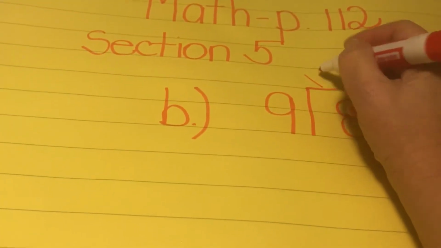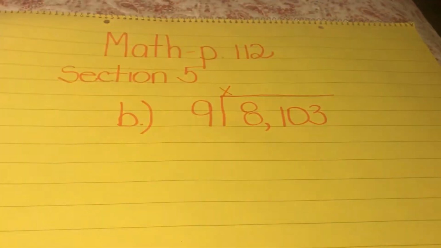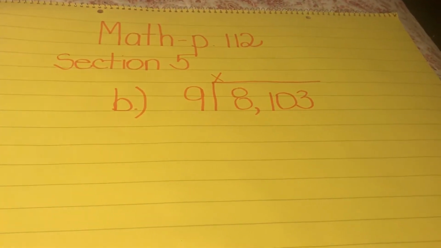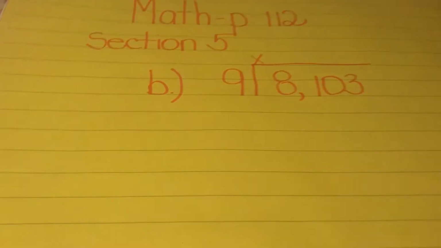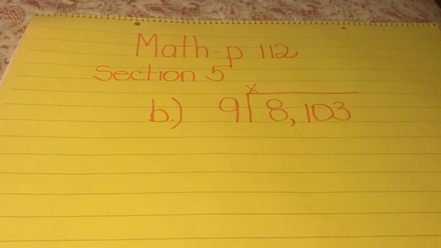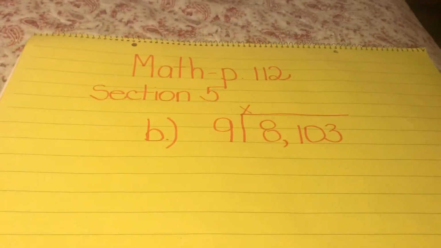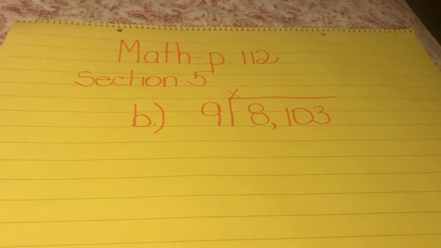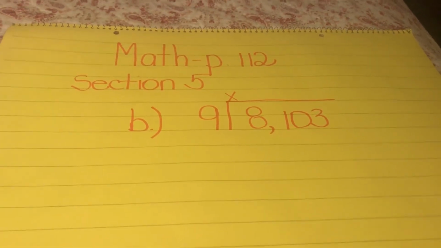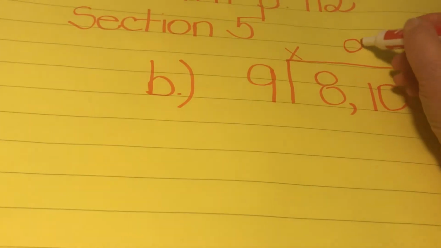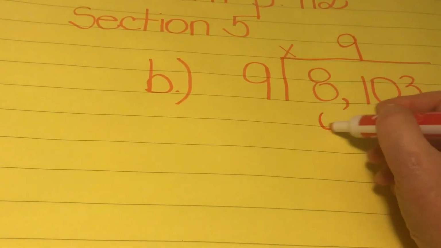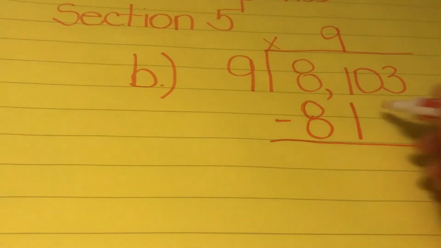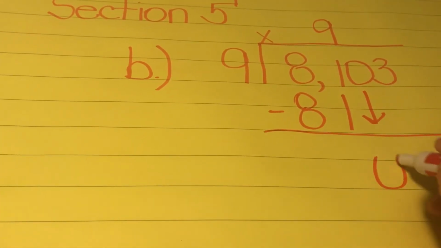Let's make sure that we've got our multiplication sign above our division bracket bar. And we're asking ourselves, how many times could 9 go into 8? We know that 9 is larger than 8 on a number line, so that isn't going to work out for us. And so then we ask ourselves, how many times can 9 go into 81? Everybody should know that's going to be 9 times. 9 times 9 is 81. And we're going to bring down that 0.